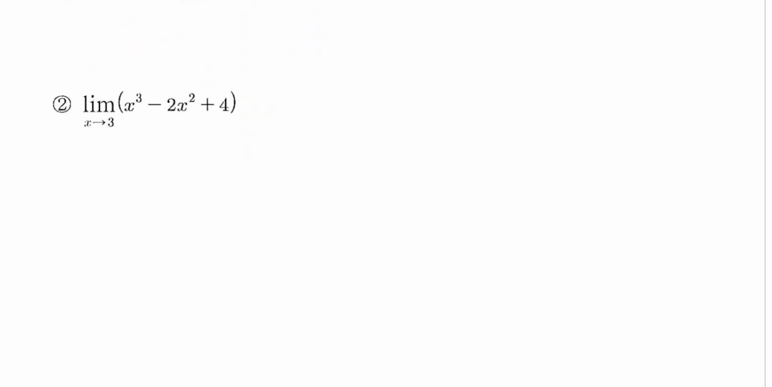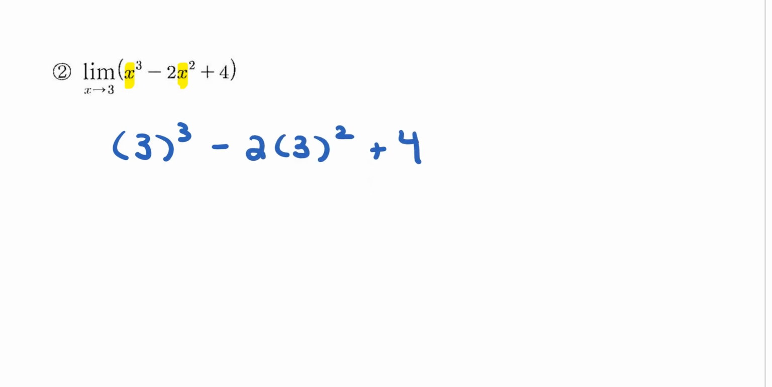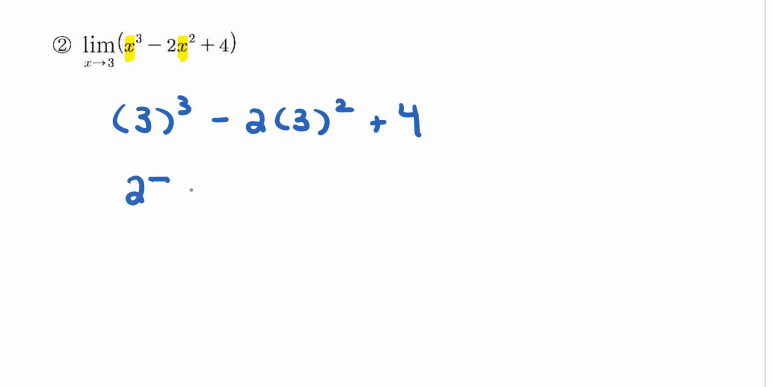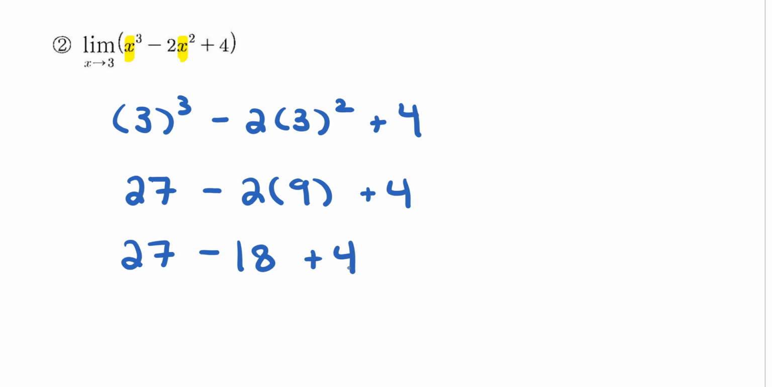And most students prefer to do limits like this, just a direct substitution here. So this will be 3 cubed minus 2 times 3 squared plus 4. So 3 cubed is 27 minus 2 times 9 plus 4, which is 27 minus 18 plus 4. And if we go to our calculators there, I believe that's going to be 13. Yeah, this will be 13. Okay, so 13 is the final answer for question number 2.